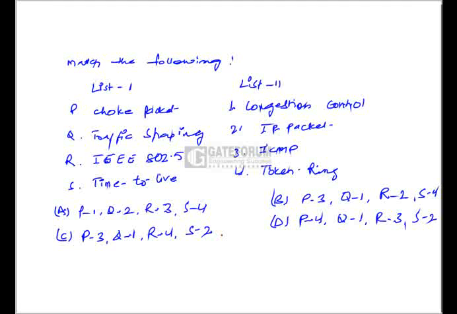Traffic shaping is one of the methods of congestion control, that is Q is related to 1. IEEE 802.5 is a token ring, and the time to live field we have included in the IP packet. So here P is related to 3, and Q is related to 1, traffic shaping. IEEE 802.5, R is related to token ring, that is R4. Time to live field is a part of the IP packet. So here it is P3, Q1, R4 and S2. So option C is the right option here.